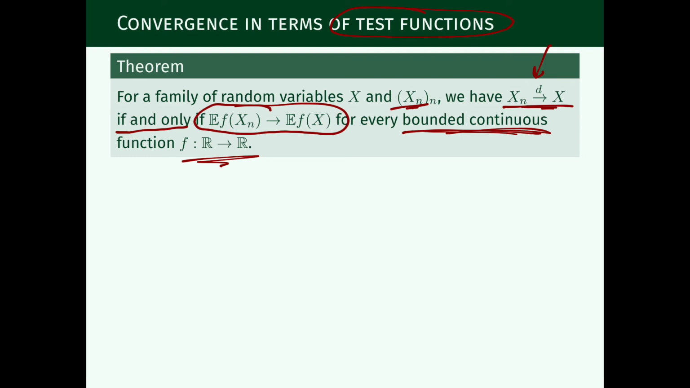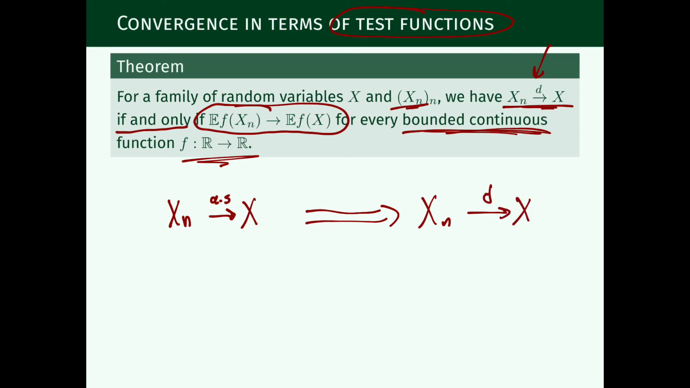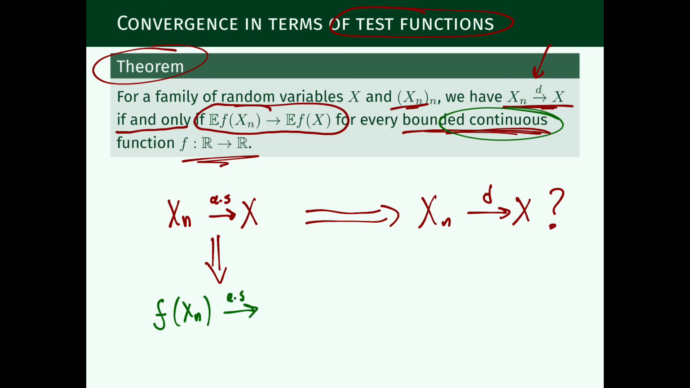Let us give an example. Suppose Xn converges almost surely to X. Can we conclude that Xn also converges in distribution to X? Well, yes, and we can use this theorem together with the bounded convergence theorem. Because Xn converges almost surely to X, there is an event whose probability is 1 where Xn converges to X, and because f is continuous, f of Xn will converge almost surely to f of X.